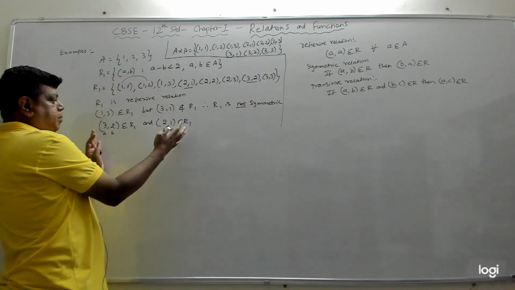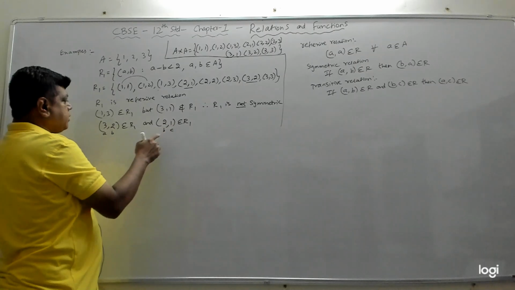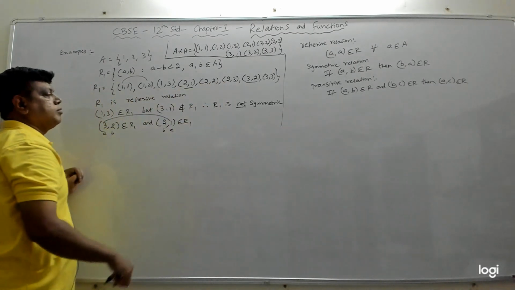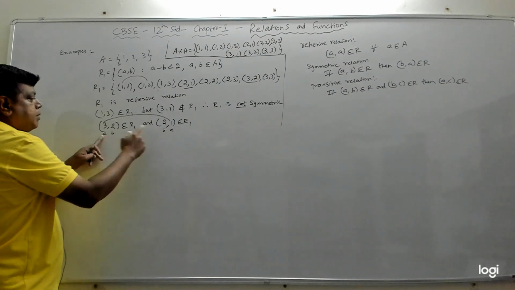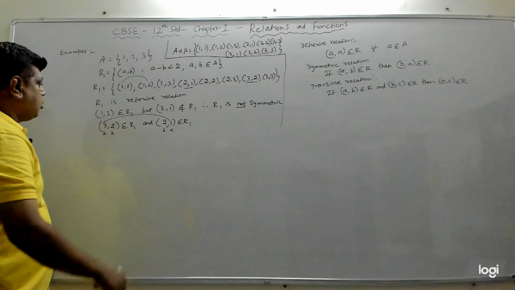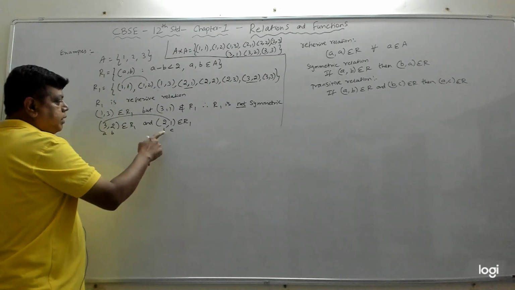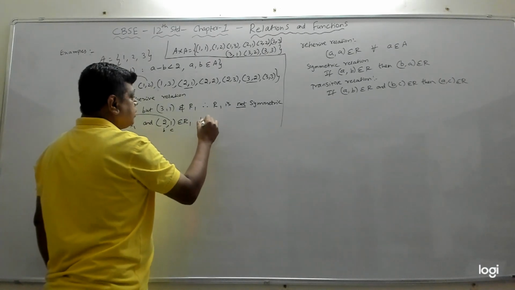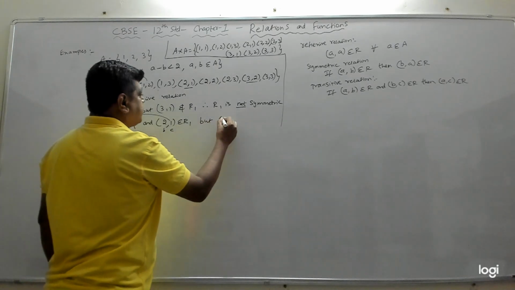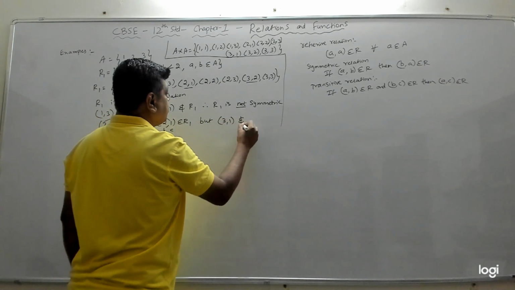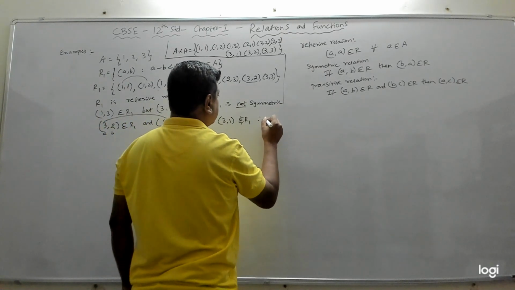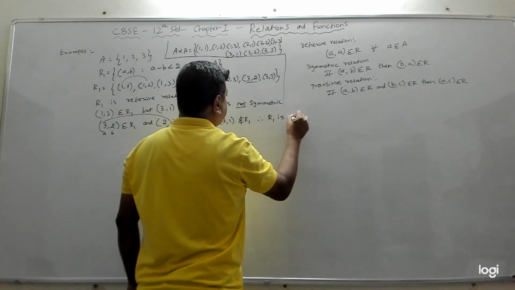So we have got a pair. Now 3 comma 2 is there, 2 comma 1 is there. Then is 3 comma 1 there in R1? Is A comma C, what is A comma C? 3 comma 1. Is 3 comma 1 there? The 3 comma 1 is not there. So we will say A comma B belongs to R1, B comma C belongs to R1, but A comma C, A is 3, C is 1, 3 comma 1 does not belong to R1. So therefore R1 is not transitive.